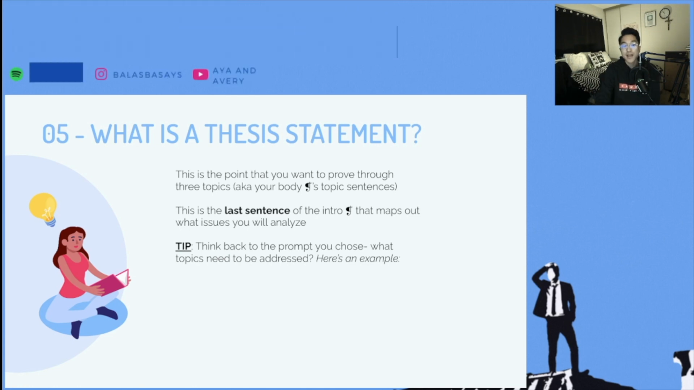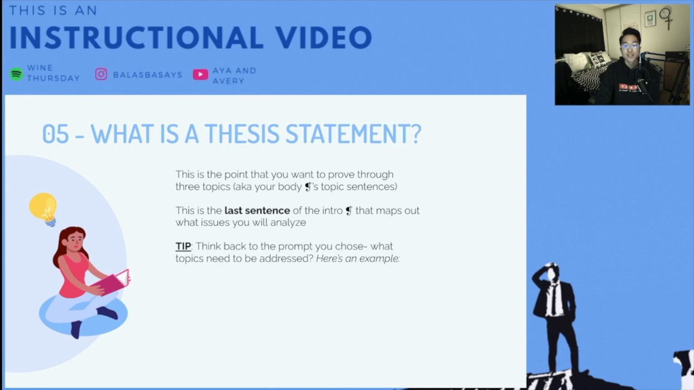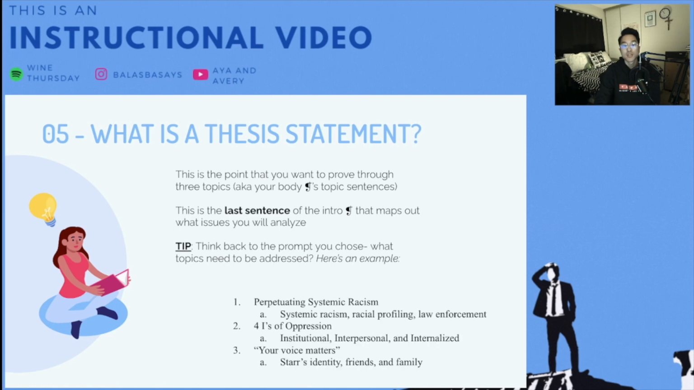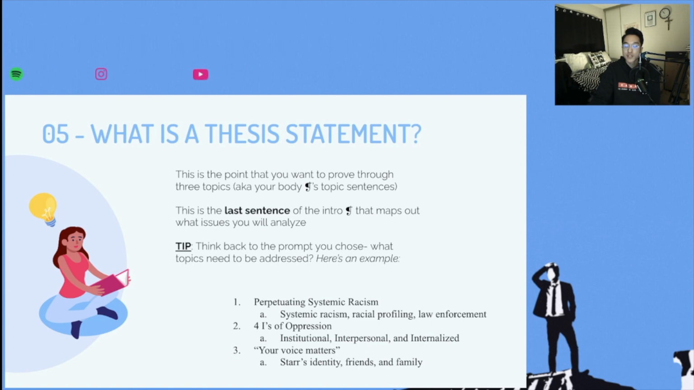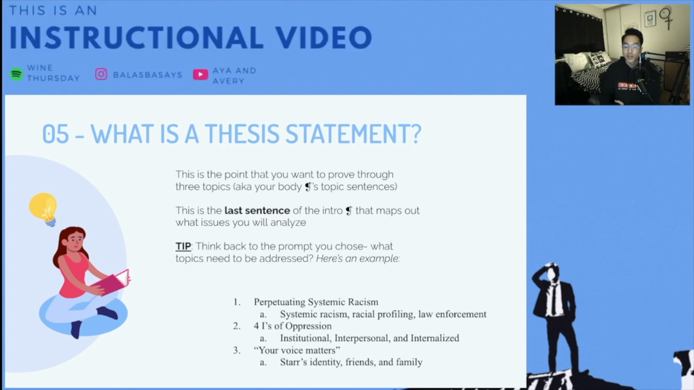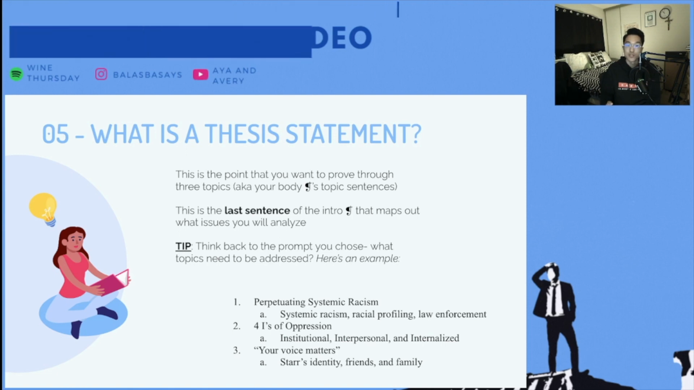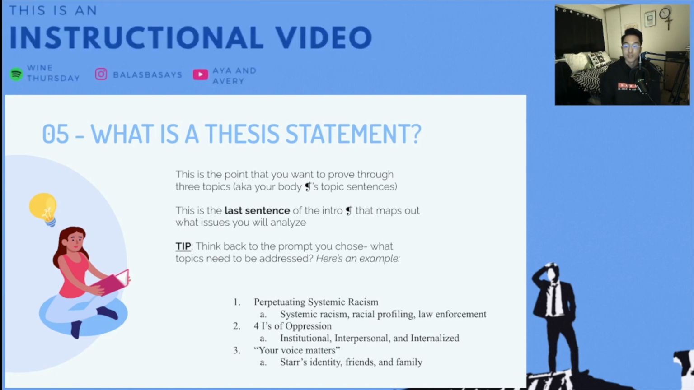So if we think back to our 3 essay prompts from our literary analysis annotation organizer or our bookmarks, here are some examples of topics you could use for your thesis statement. These topics would guide the evidence you include in your body paragraphs later on. For perpetuating systemic racism, 3 topics you might want to address in your body paragraphs are systemic racism, racial profiling, and law enforcement. For the 4 eyes of oppression, you could choose institutional, interpersonal, and internalized. You could even choose sub-oppression or ideological oppression.